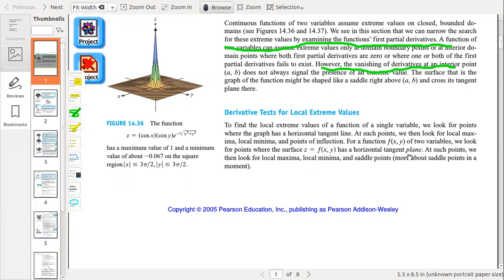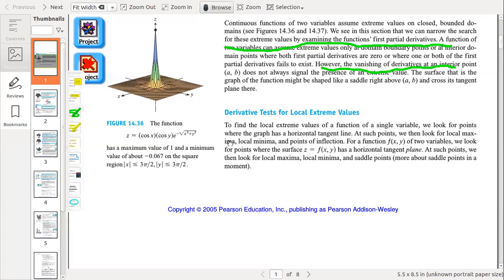For a function f(x, y) of two variables, we look for points where the surface z = f(x, y) has a horizontal tangent plane. At such points, we then look for local maxima, local minima, and saddle points. More about saddle points in a moment.